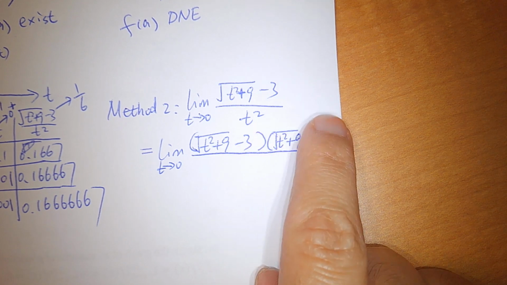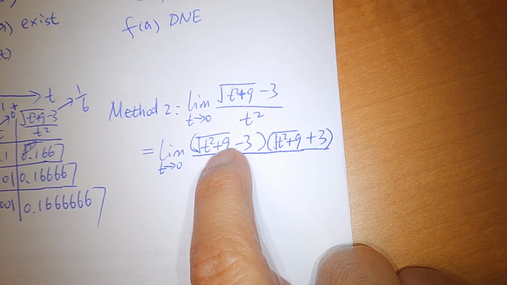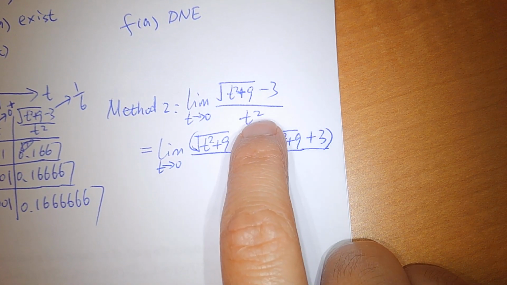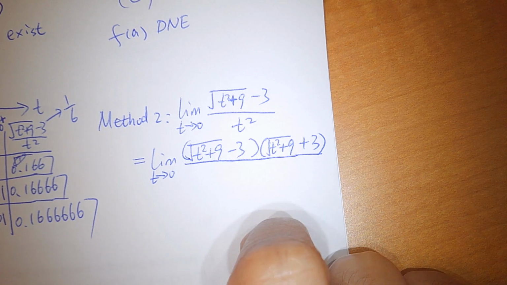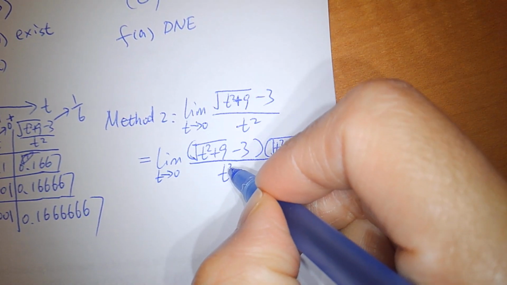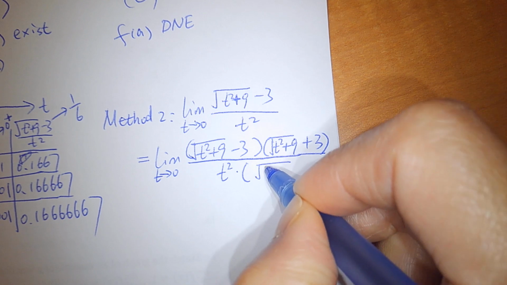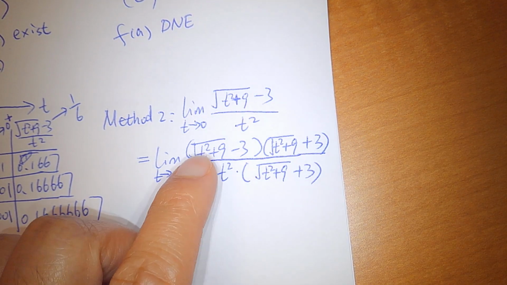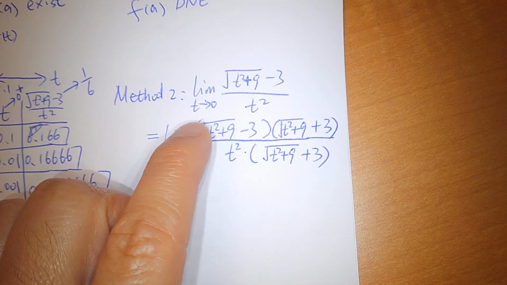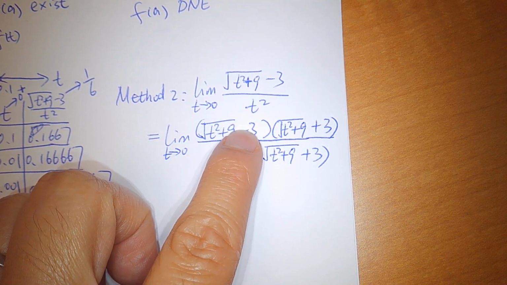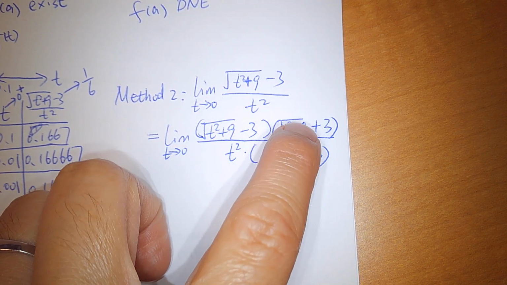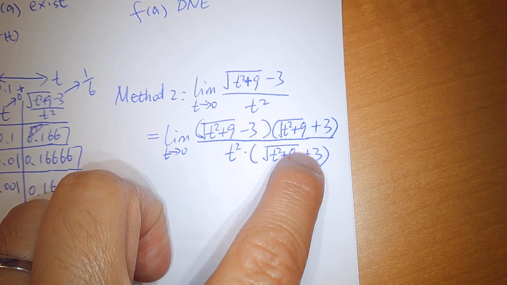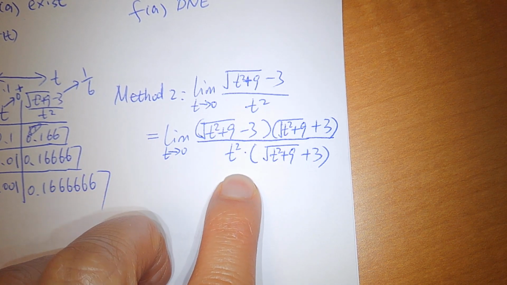Can we just multiply the conjugate to the top? We have to do so to the what? Denominator, okay? So what is the denominator? T squared. So what we do for this step is we multiply the conjugate of the numerator, which is this, to both the numerator and denominator, okay?